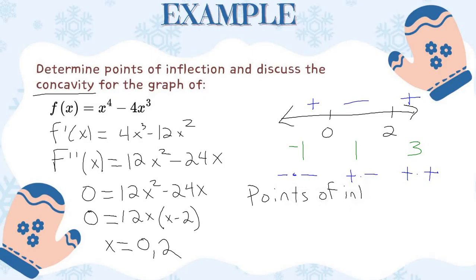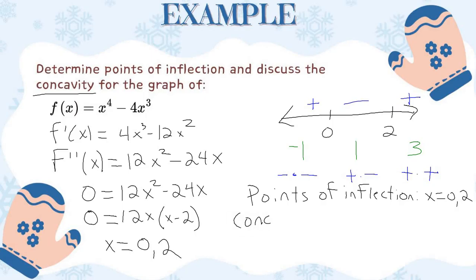We'll just list the x's: 0 and 2. Because that is where we equaled 0, right? But we also had to show that we changed concavity around those 2 points. Because say, if this was positive and then positive again, we didn't actually change concavity, so it's not considered a point of inflection. Then it wants us to discuss concavity.